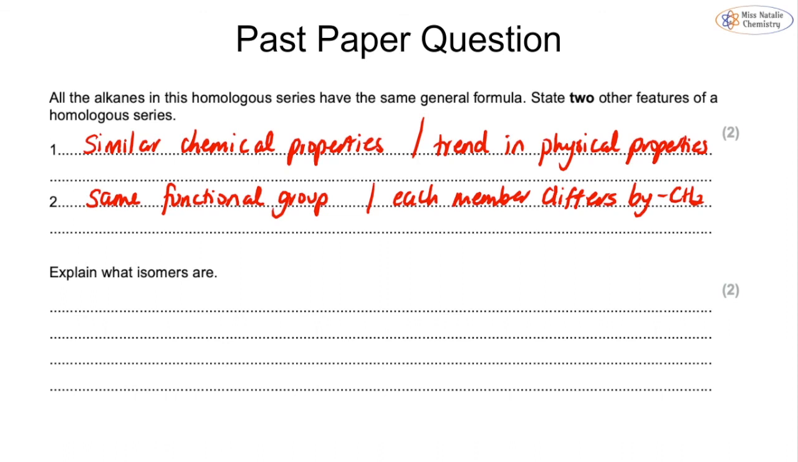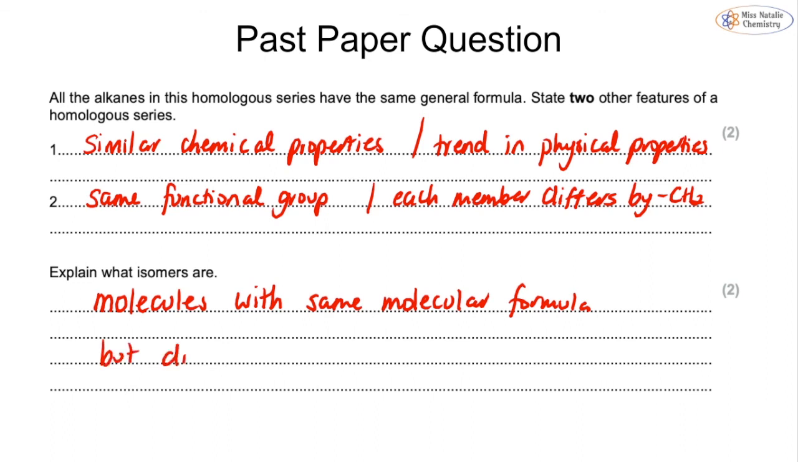Then we want to look at what is an isomer. So isomers, this is always a 2-marker split into 2 parts. So it's molecules with the same molecular formula, and that's your first mark, but different structural, or you could even say displayed formula. And that's where you get your second mark from. So the first part is about having the same molecular formula, and then the second part being your different structural or displayed formula.